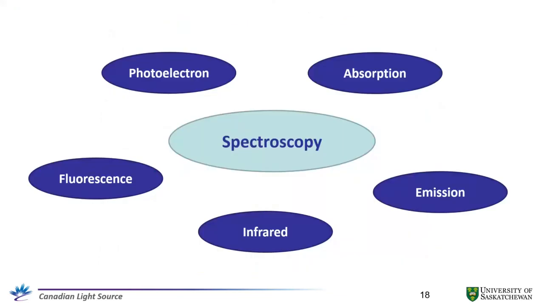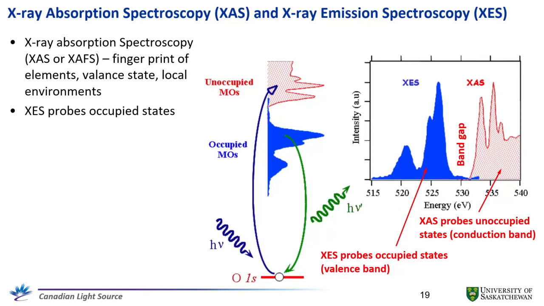Now I'll talk about some of the spectroscopy methods. In spectroscopy, basically you measure some signal intensity versus energy of your either incoming beam or outgoing beam. Mostly you measure the electronic structure of a material. At the synchrotron, the most popular spectroscopy methods are the so-called X-ray absorption spectroscopy, and X-ray emission spectroscopy.